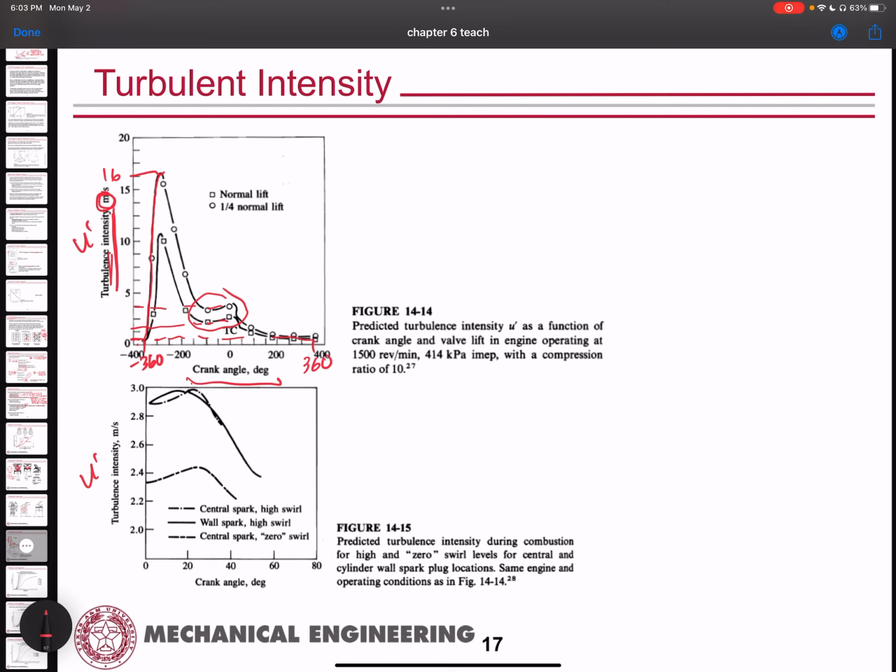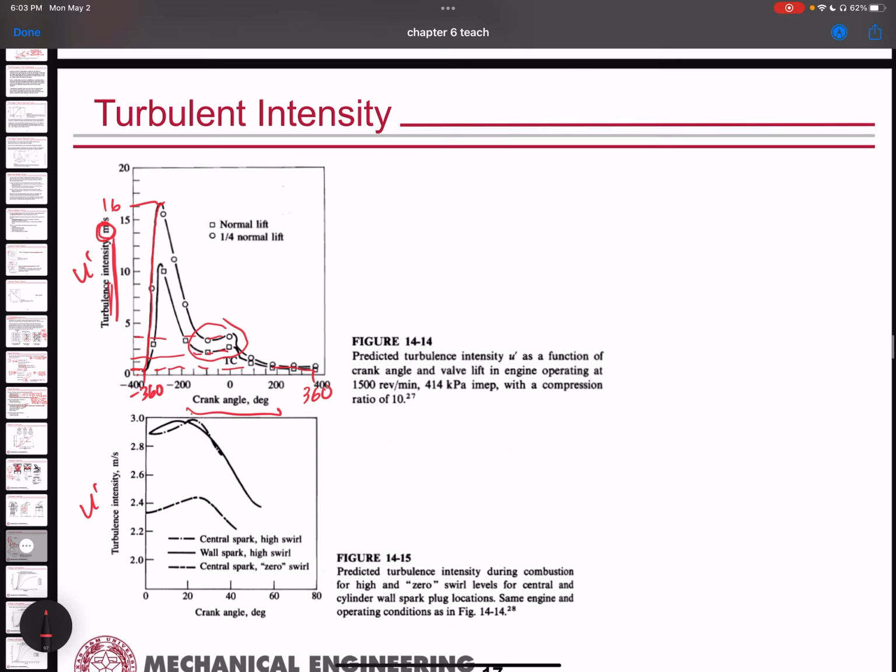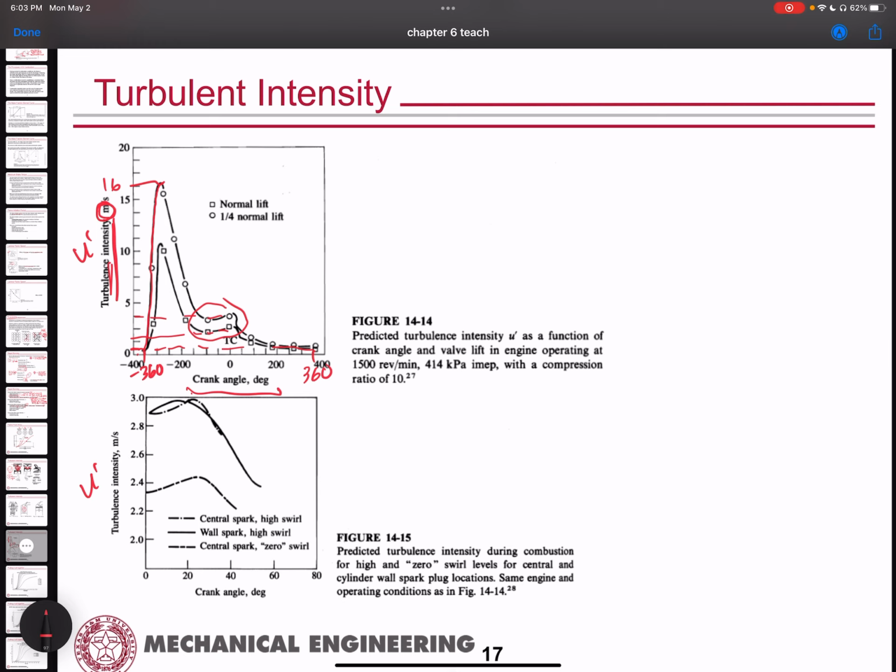And of course, you see the same thing up here where we're between 2 and 3 meters per second, or 200 to 300 centimeters per second. Okay. And what's nice about this plot too is it gives you some idea as to how your turbulent intensity changes as you look at some of these different ways of purposefully introducing turbulence into your mixture. In this particular figure, we're doing it by changing the lift pattern of the intake valve, right? So if we have a normal lift pattern, those would be your squares that you see here.